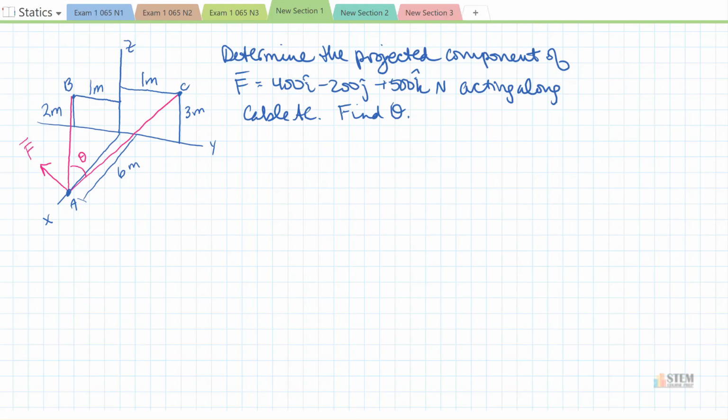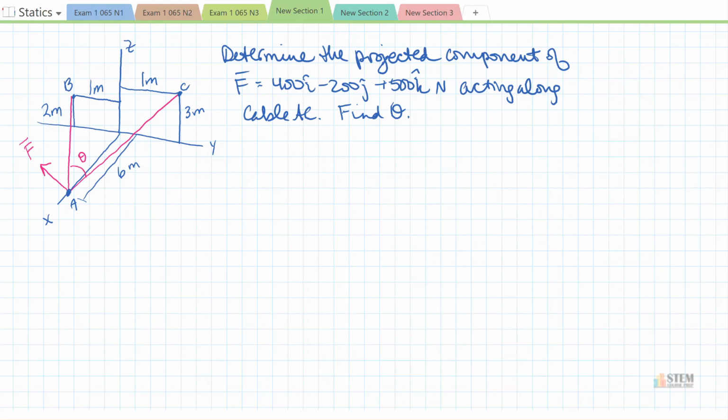Now, what we want to do is find the projected component of the force vector, which is given right here, 400i minus 200j plus 500k, that's acting along cable AC. And then we want to find theta. So theta is the angle between these two cables.